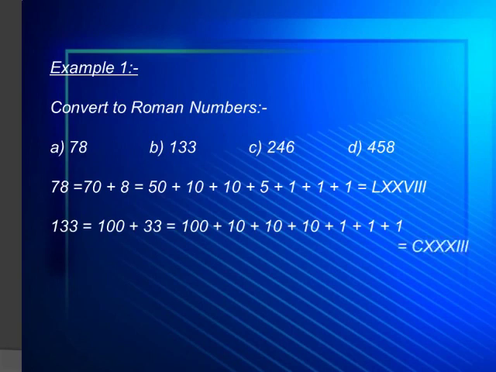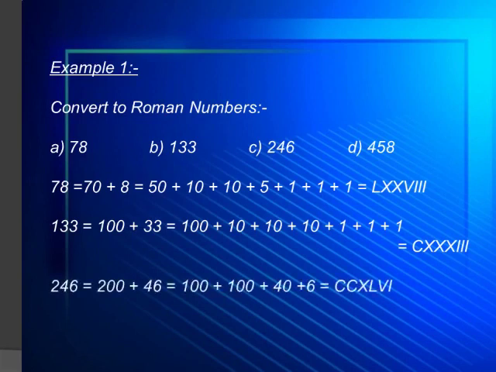Go on to the next sum, 246. So how do you break up this number? 200 plus 46. So 200, how do you write? 100 plus 100. So you will write it as C and again C. For 40 I already told you, 40 is XL, and for 90 it is XC. So remember that and write 40 as XL, and for 6 what will you write? VI, which is nothing but 5 plus 1. So for 5 you will write V, and for 1 you will write I. So the Roman numeral for 246 is CCXLVI.